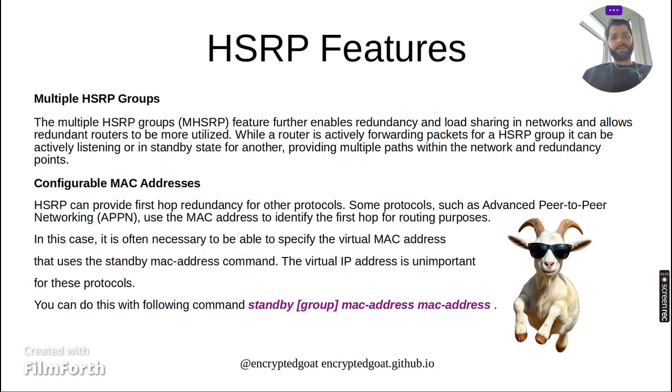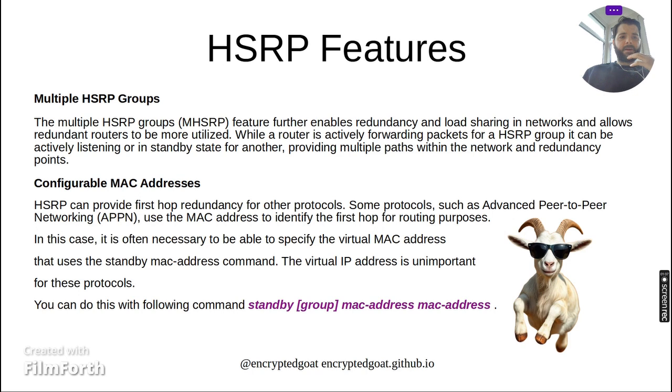Another feature is having multiple HSRP groups. You can have multiple standby groups, which further enables redundancy and load sharing in networks. It allows redundant routers to be more utilized. While a router is actively forwarding packets for a standby group, it can be actively listening or in standby state for another. So you can actually have it doing this role for multiple different segments of the network. You can make it a lot more efficient to have one router that's able to be a redundancy point for 5 networks on that same router. So another thing to consider.